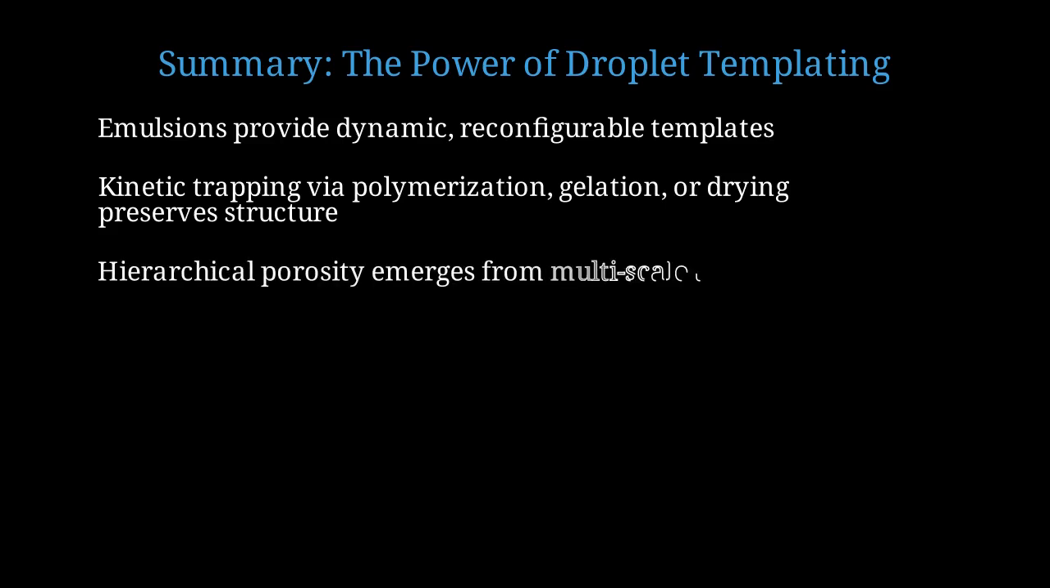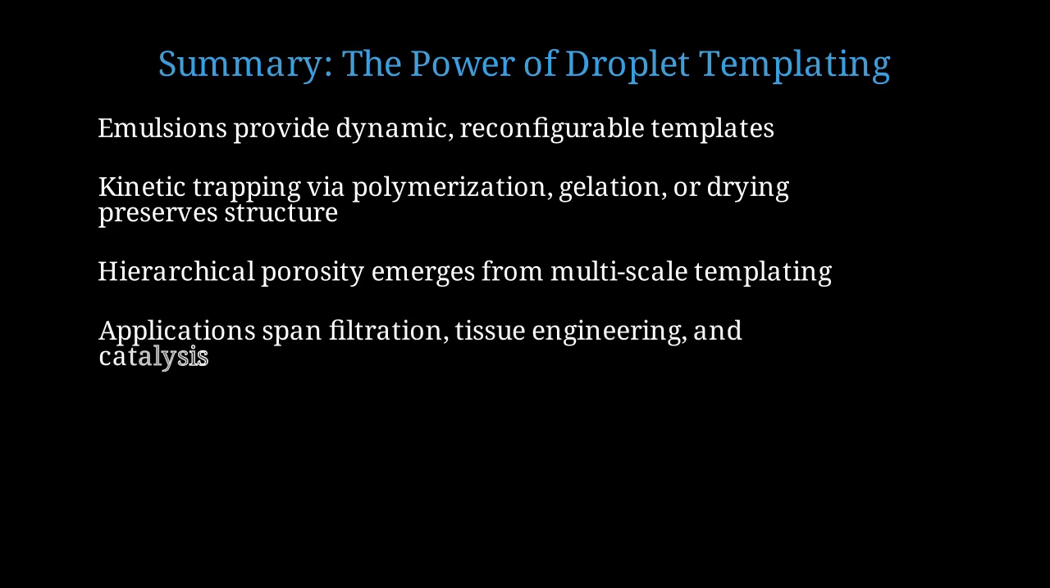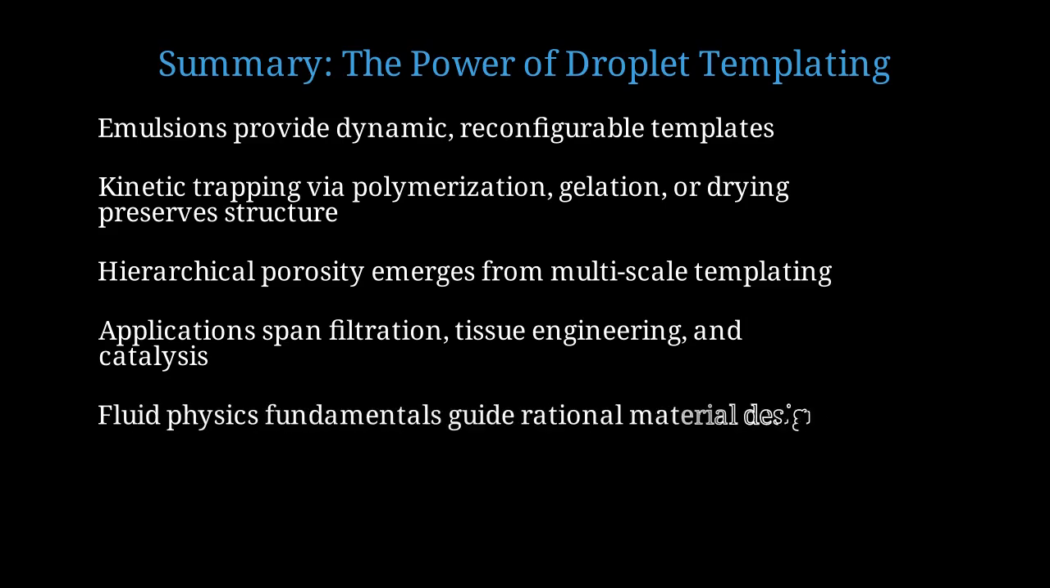By combining droplet templates with intrinsic material porosity, or using double emulsions, we achieve hierarchical structures that outperform single-scale architectures. The versatility of droplet templating enables diverse applications. Each application leverages specific aspects: high flux for filtration, biocompatibility for tissue engineering, high surface area for catalysis. Understanding interfacial tension, coalescence dynamics, and dimensionless numbers allows predictive design rather than empirical trial and error.